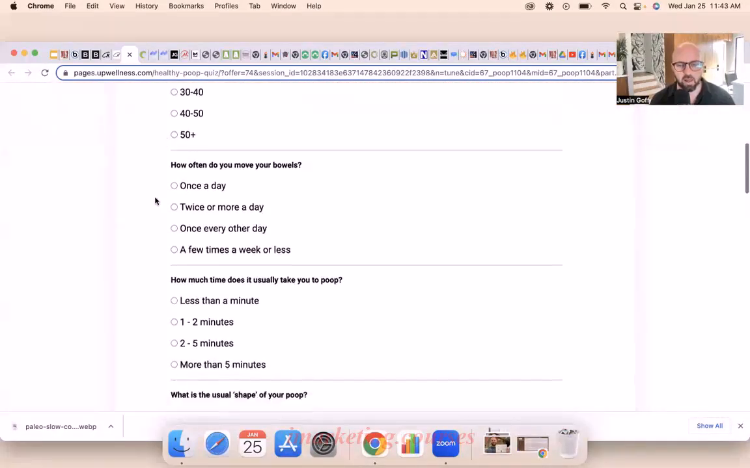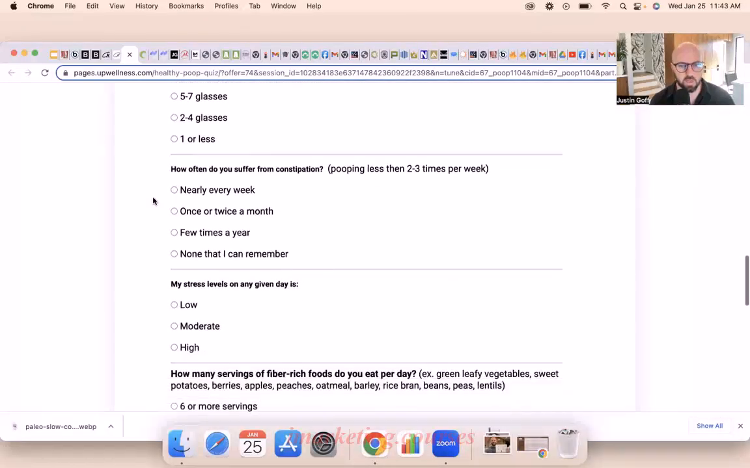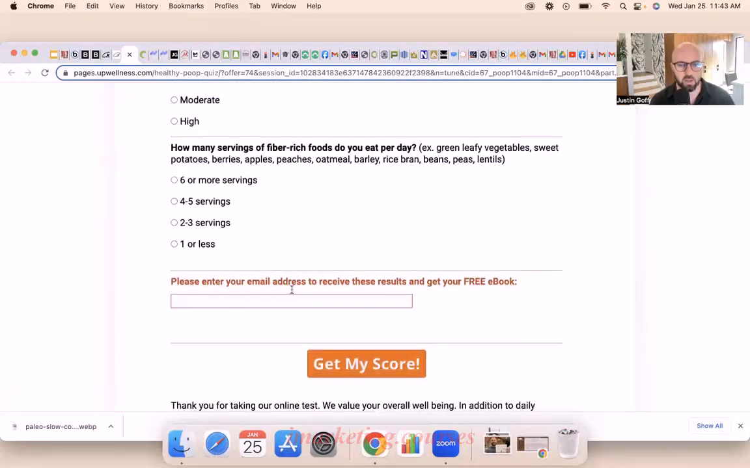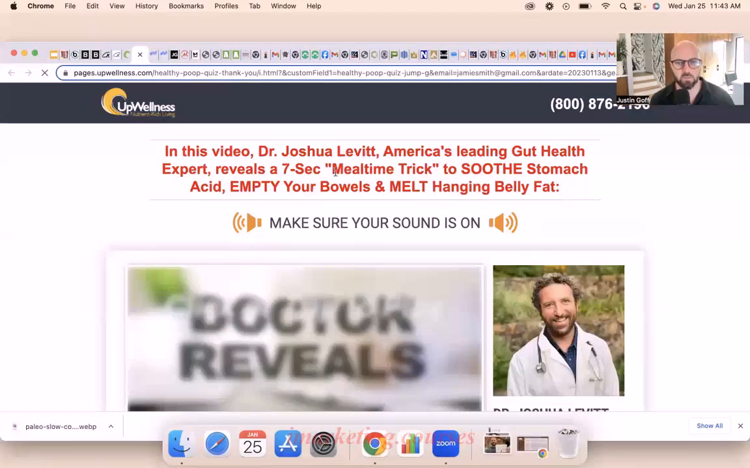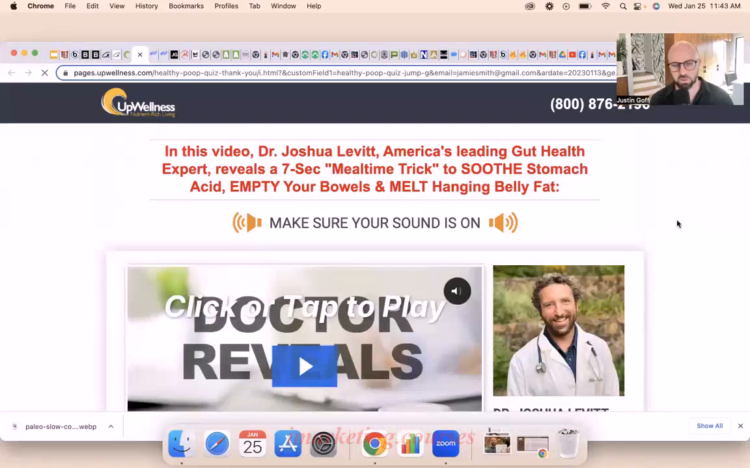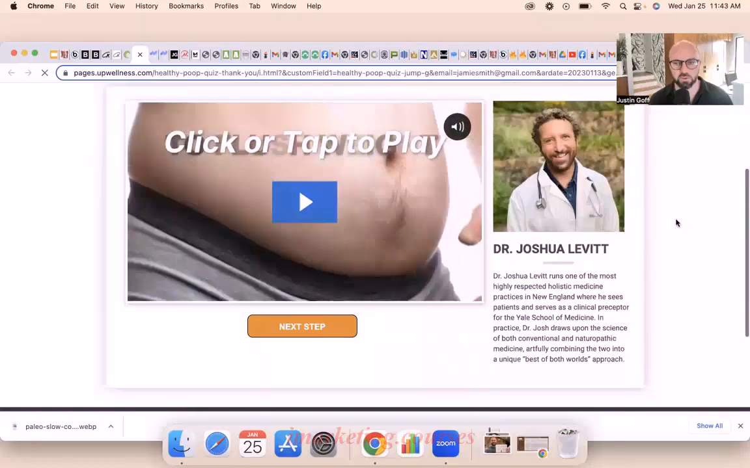So just a pretty short quiz, 9 questions. And then you enter your email address. You say, get my score. After you enter that, it shows a little page where it says, I'm going to send you your score to your email address. And then it sends you to this VSL for what I'm assuming is a probiotic, some type of gut health supplement that they're trying to sell you.